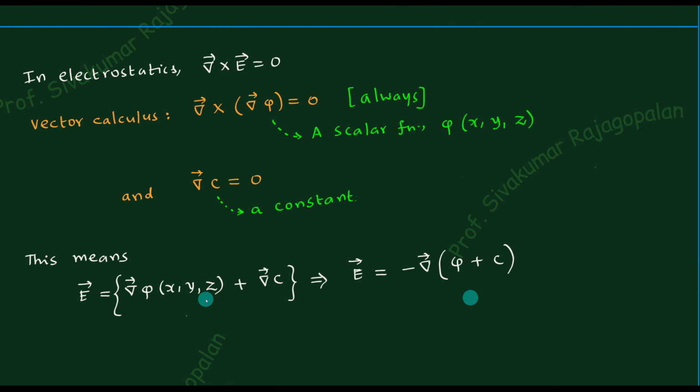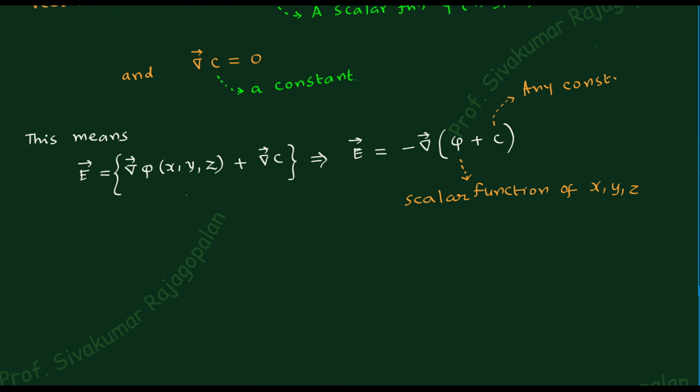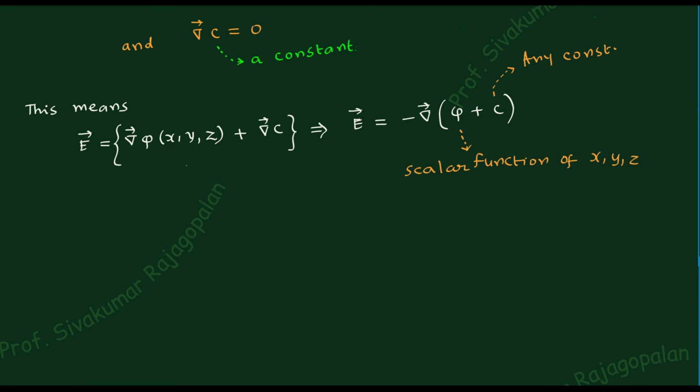Here I would like to write explicitly x comma y comma z because it is a function, and c is a constant. Once you understand that, there is no need to write the bracket of x comma y comma z. So ultimately we write it like this, and remember that phi is actually a function of x comma y comma z. Naturally it's a scalar function, not a vector, and c is any constant. So once this is clear, now you tell where is the freedom, where is the arbitrariness. Freedom means arbitrariness.